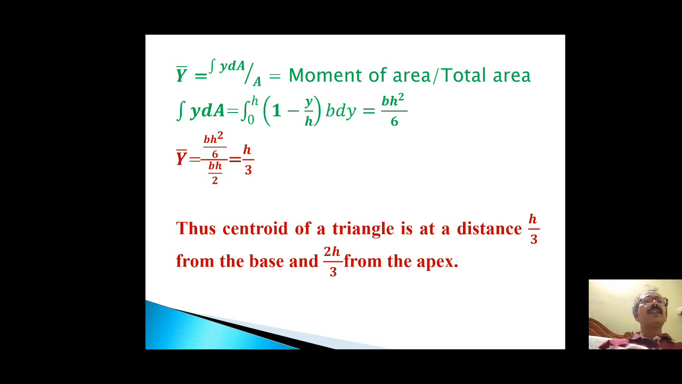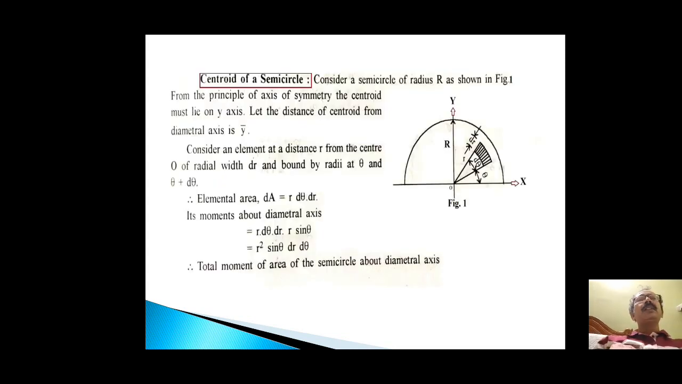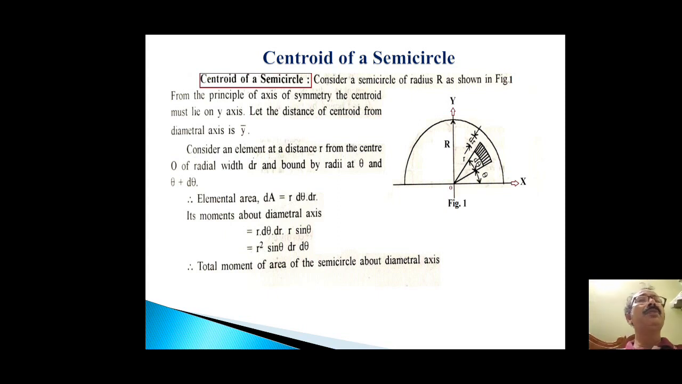Thus the centroid of a triangle is at a distance h by 3 from the base and 2h by 3 from the apex. Now centroid of a semicircle. In this diagram, figure 1, consider a semicircle of radius r. From the principle of axis of symmetry, the centroid must lie on the y-axis, because this figure is symmetric about the y-axis. So x bar should be 0. So the centroid must lie on the y-axis.